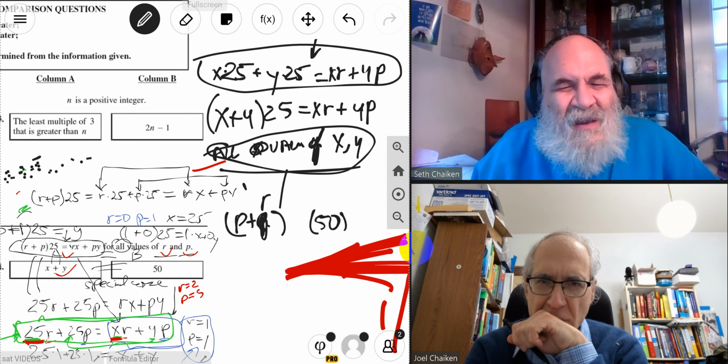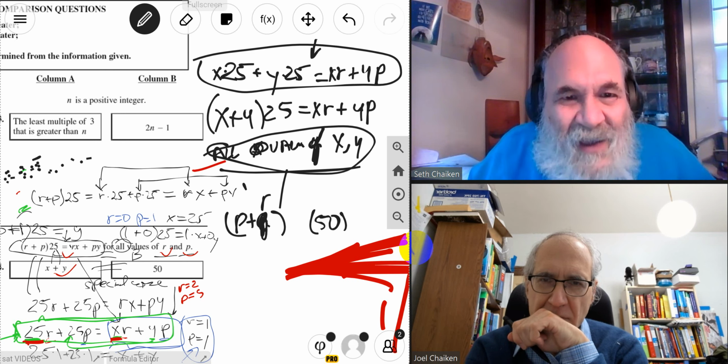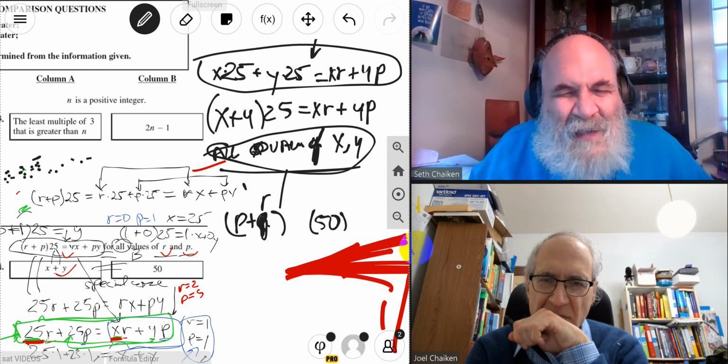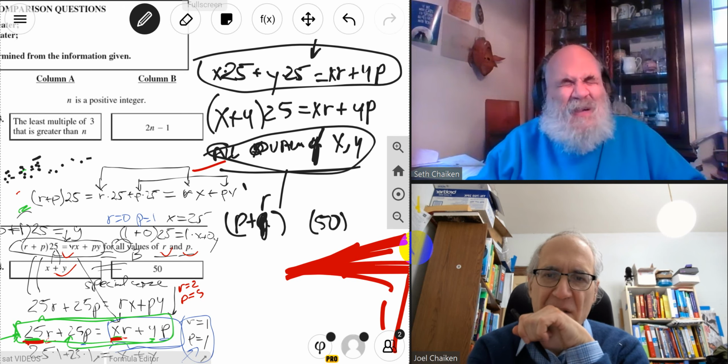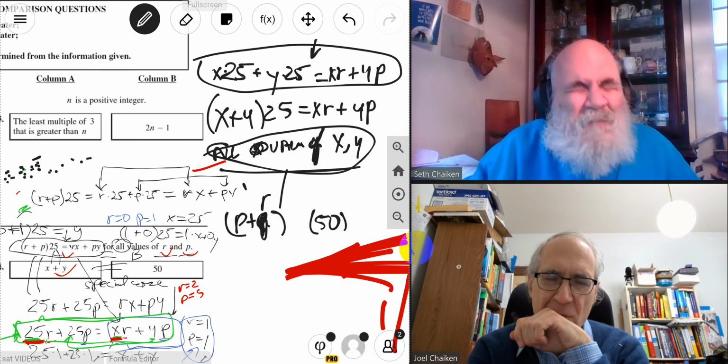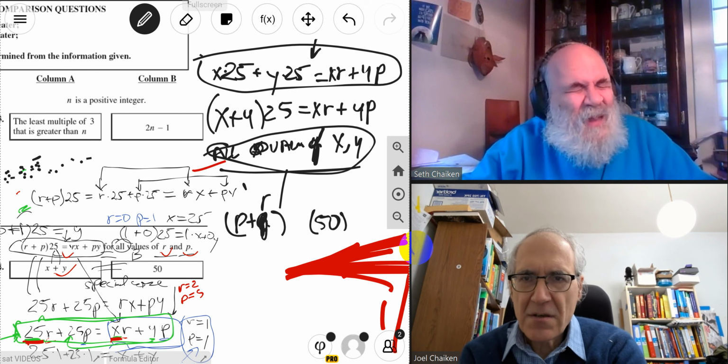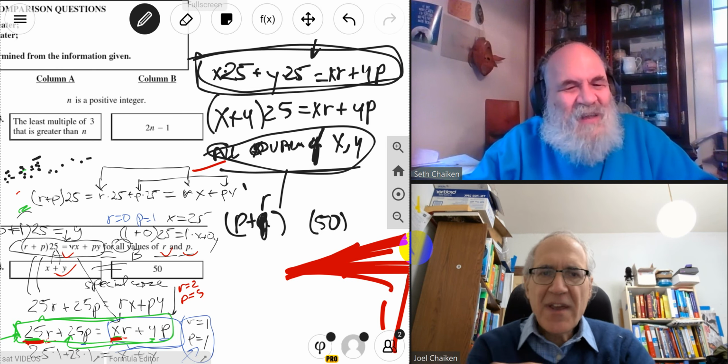X being a variable and Y being a variable, you could pick any value for it. Pick X equals 1 and Y equals 0, and you get R equals 25. And then pick Y equals 1 and X equals 0, and you get P equals 25. Oh, right. So R plus P always has to equal 50. You see it here. Okay, good.